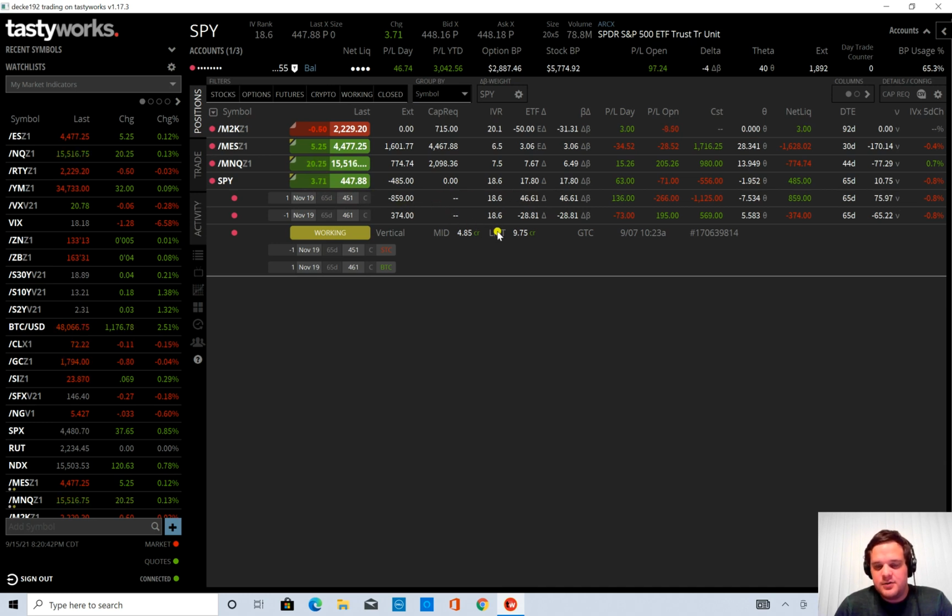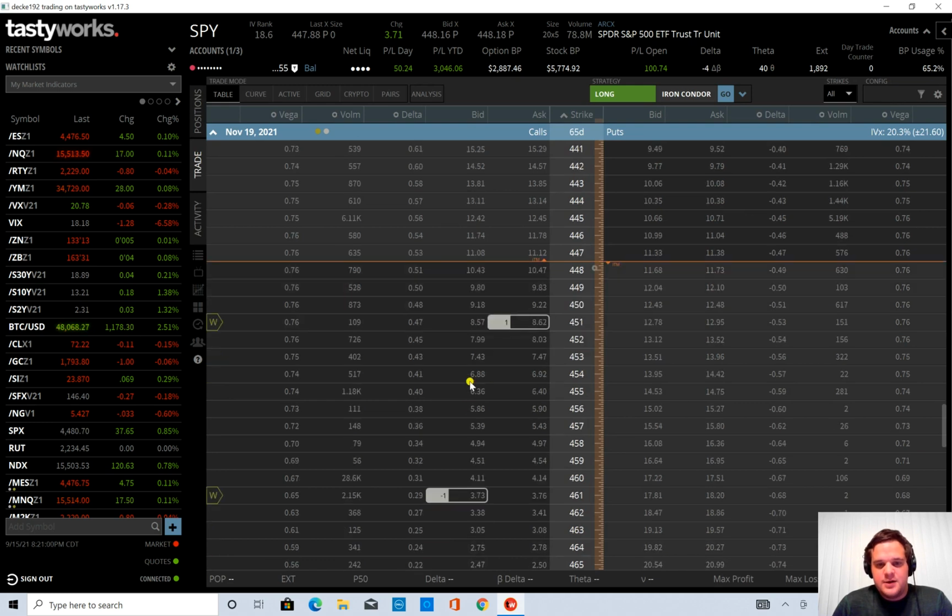option value. And then I also have this 461 short call, and because I sold the call, it's a negative delta, which is negative 29. And it's a lower value than the 451 because it's further out of the money. So the further out of the money you go, the delta is less, meaning a $1 move affects this further out option less than this closer in the money option.